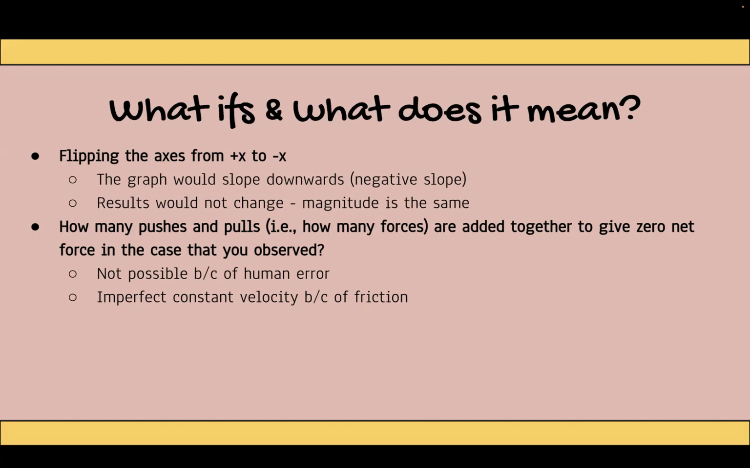And how many pushes and pulls or how many forces are added together to give a zero net force, we cannot determine this because of human error. And there's going to be imperfect constant velocity because of friction. And also, even though the normal force and force of gravity cancel each other out, there will be friction. So it is not possible to determine how many pushes or pulls.